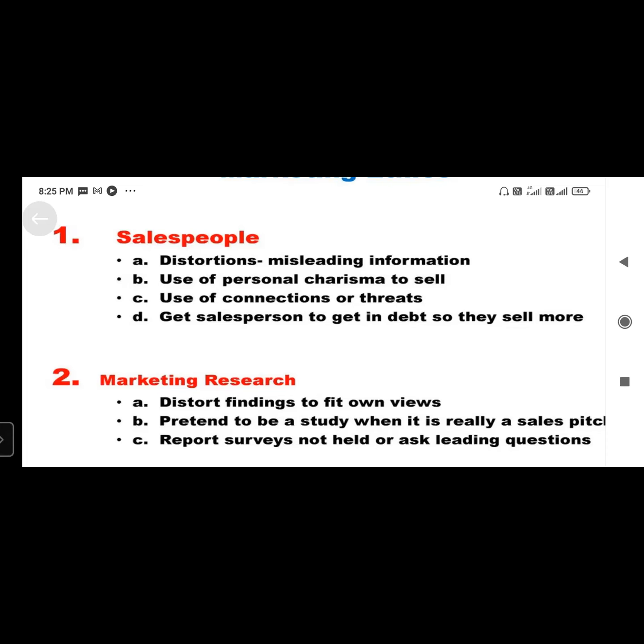कई जगह पर ये चीजें होती हैं. रियल एस्टेट में दिस इज वेरी कॉमन that people sometimes use their connection, sometimes use their threat, and that all these things are considered as unethical. It should not be used.